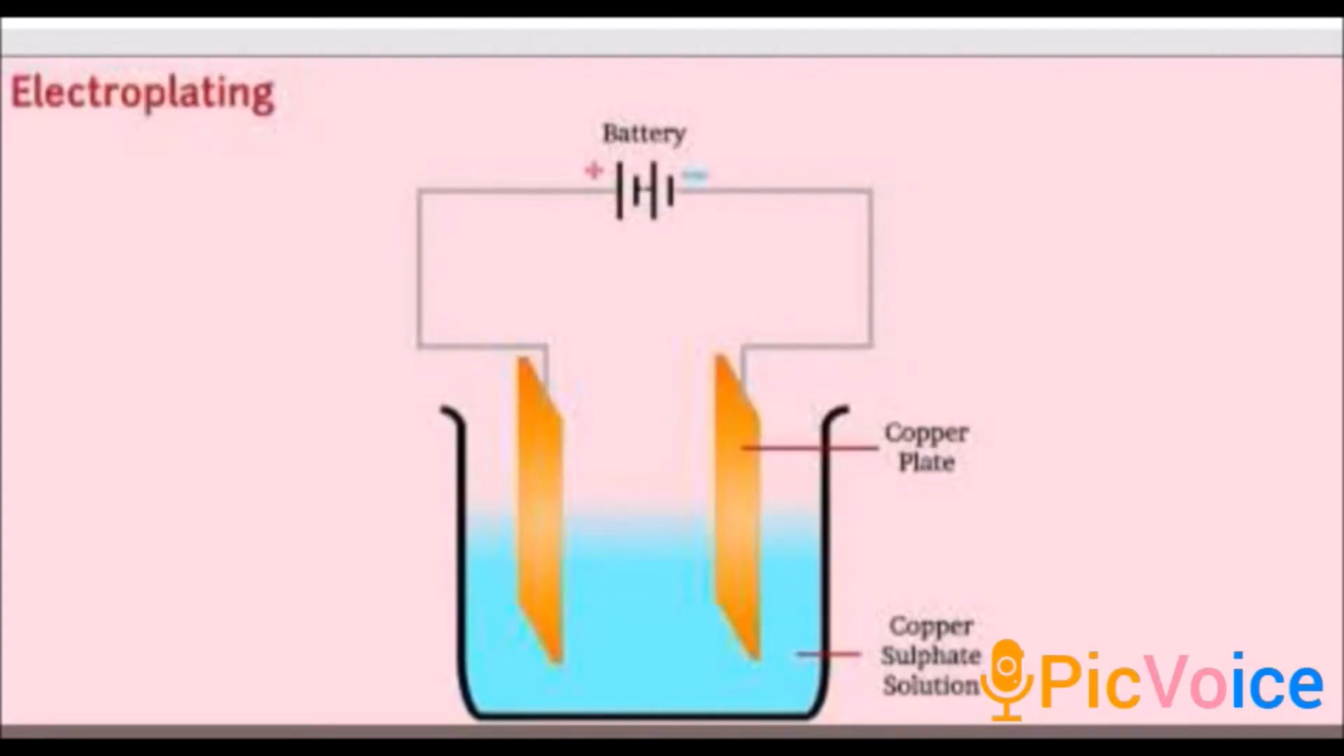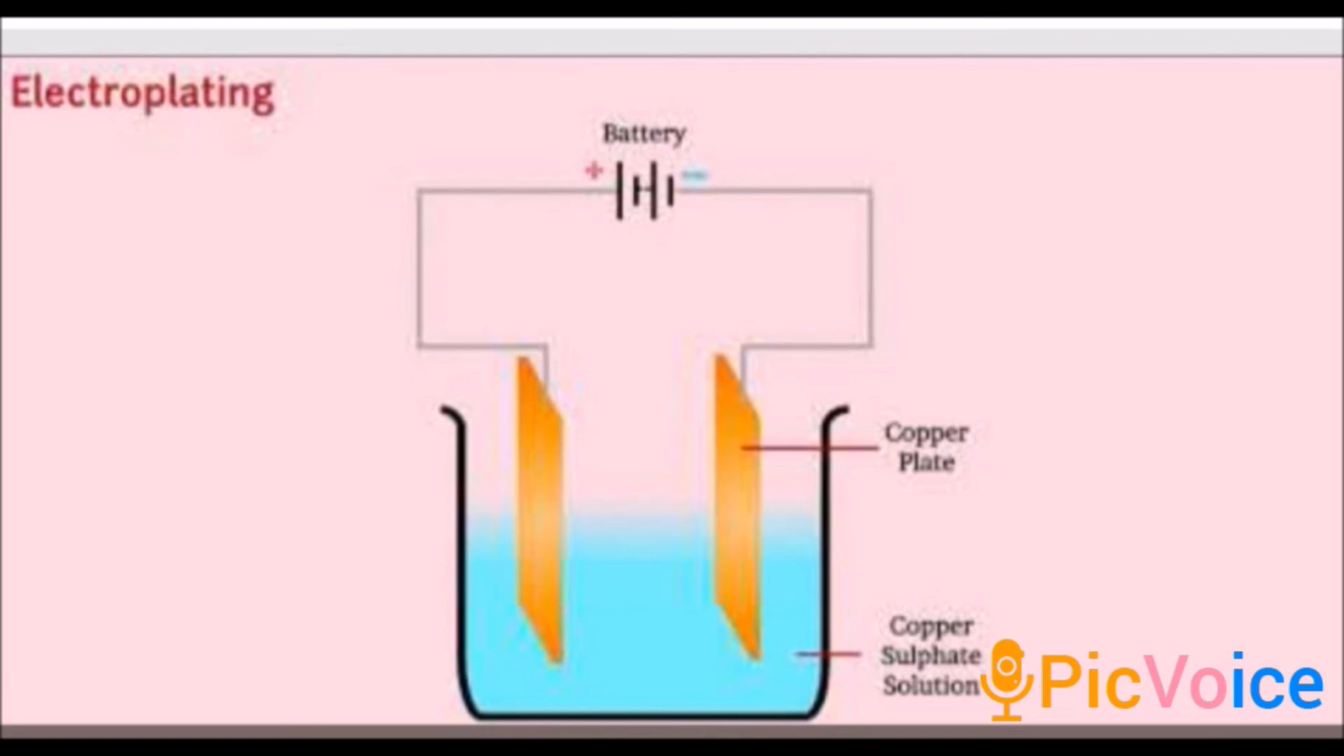Electroplating. For many applications, there is a need of metallic coating. When electric current is passed through copper sulfate solution, there is dissociation of copper sulfate. Dissociation means separation of positively charged copper ion from negatively charged sulfate ion.